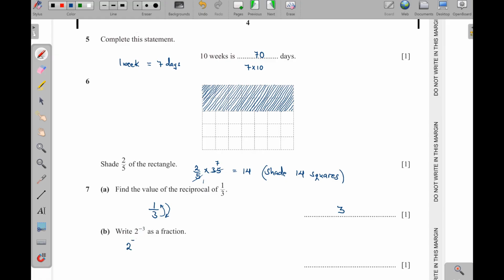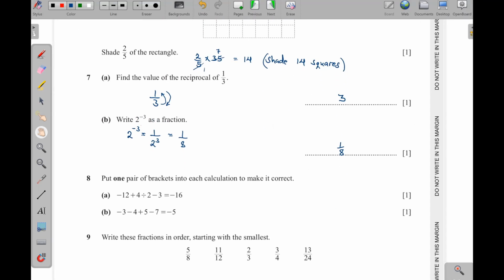Part B, write 2 to the power of negative 3 as a fraction. So using the rules of indices, 2 to the power of negative 3 is the same as saying 1 over 2 to the power of 3. So the power here becomes a positive when you take it down, okay? Then from there, 2 times 2 times 2, that is the same as 1 over 8. So that is going to be our answer.